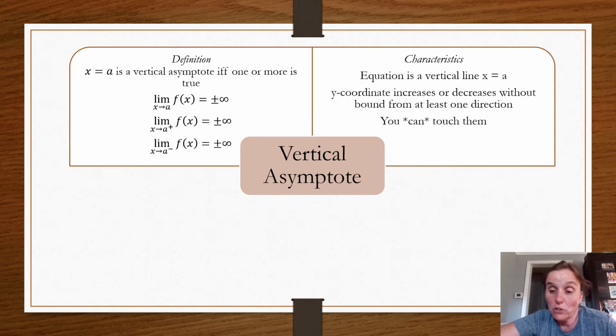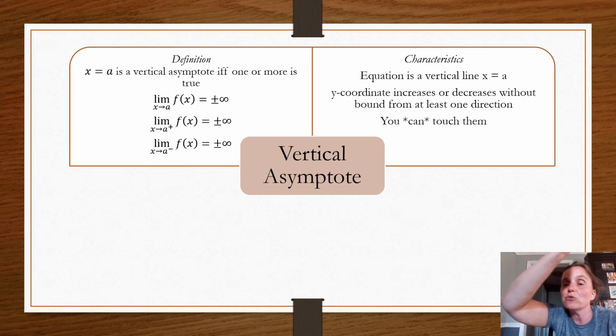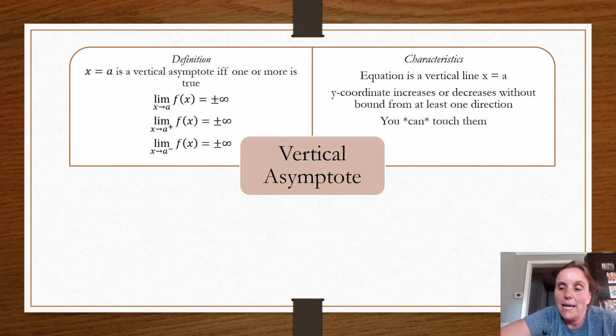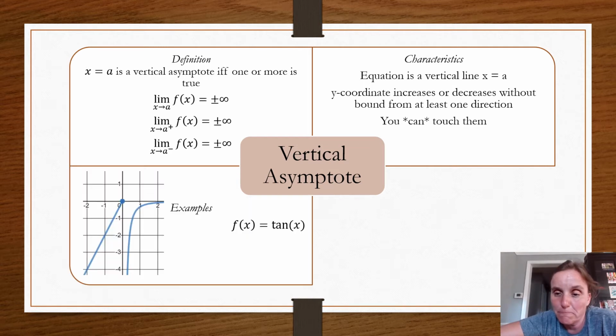So some characteristics of vertical asymptotes. First of all, it's a vertical asymptote, so the equation would be a vertical line. It would be x equals some number. The y-coordinate is going to either increase or decrease without bound from at least one direction if it's a vertical asymptote. And it is possible to touch a vertical asymptote.